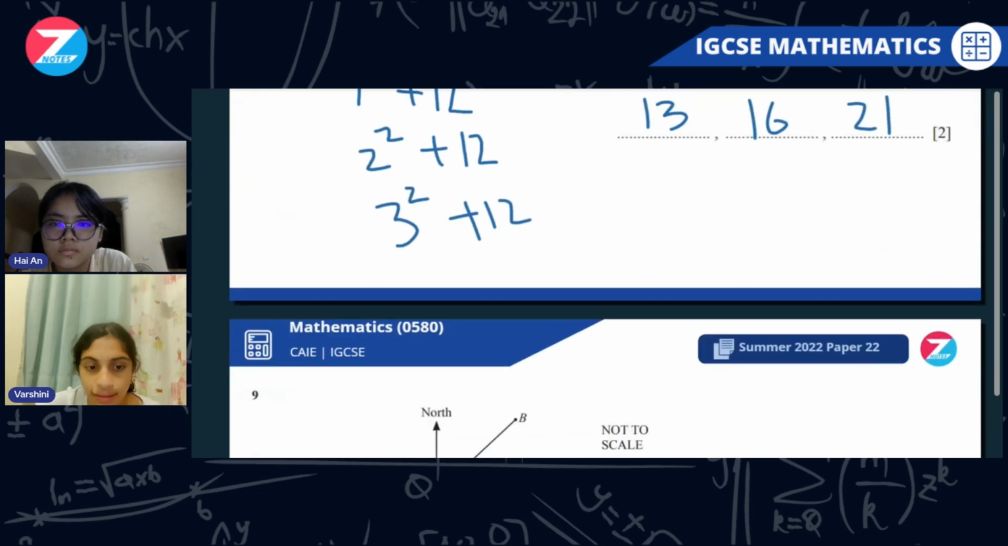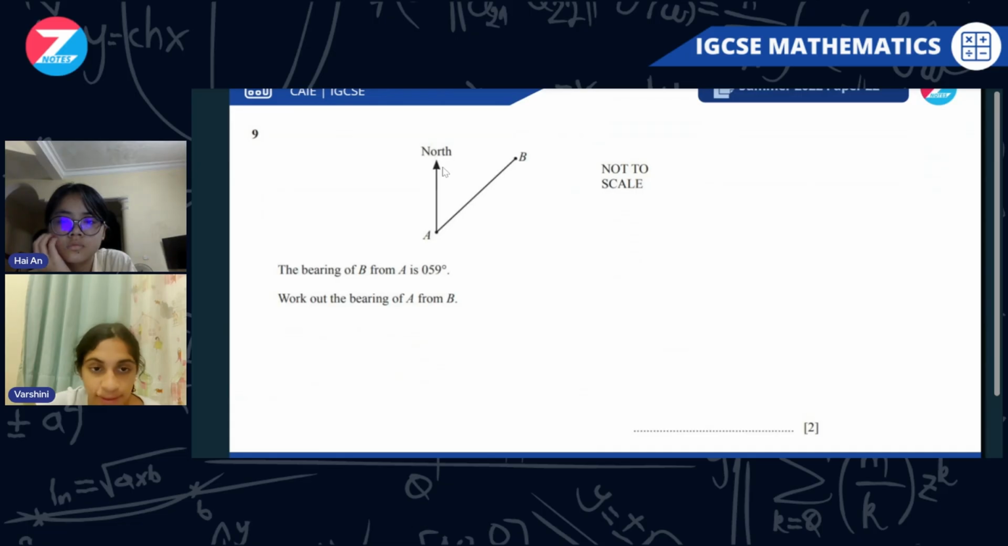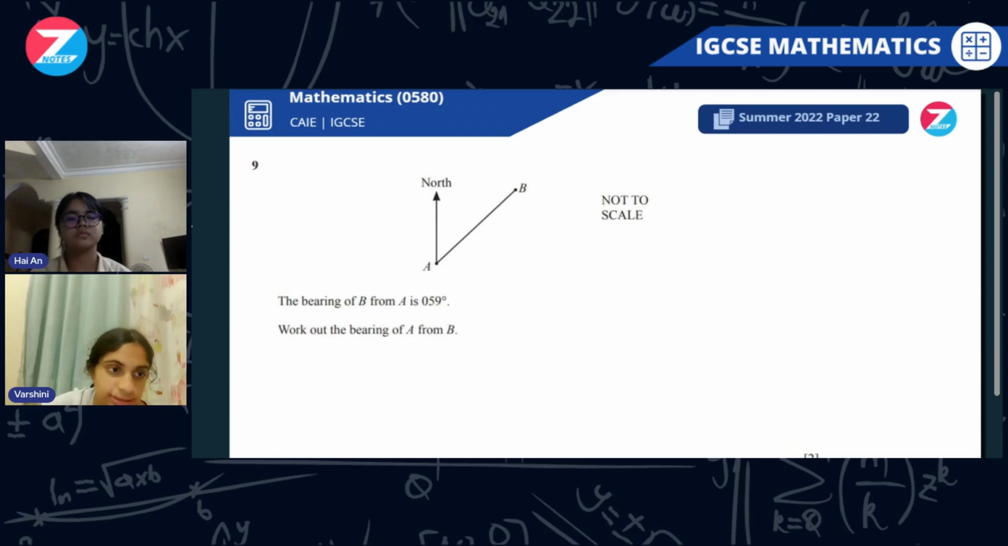Okay, the next question, question 9. They've given us a diagram, and they've said the bearing of B from A is 059 degrees. Work out the bearing of A from B. Okay, so we know that for a bearing, if this is, one sec.